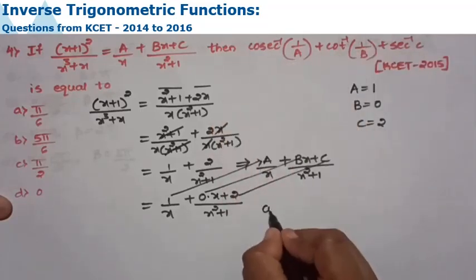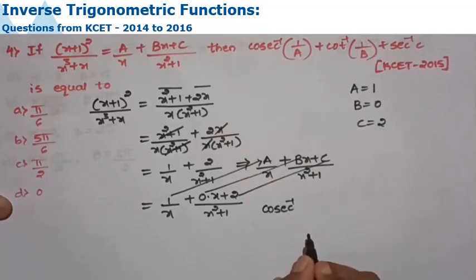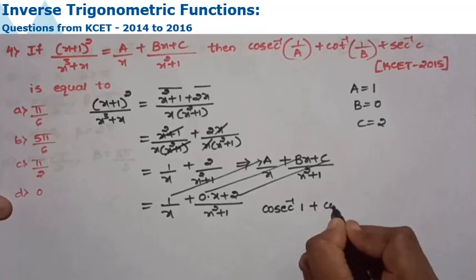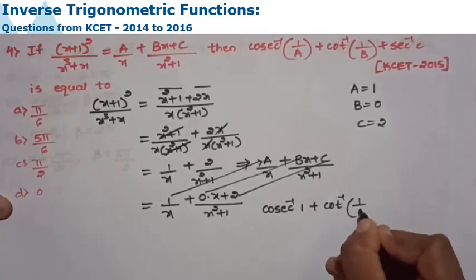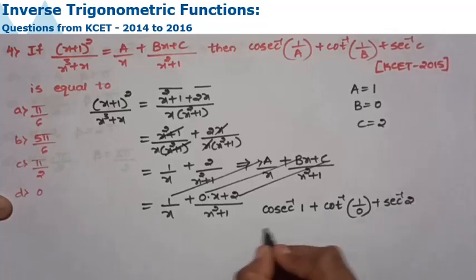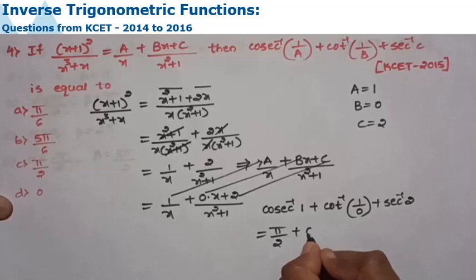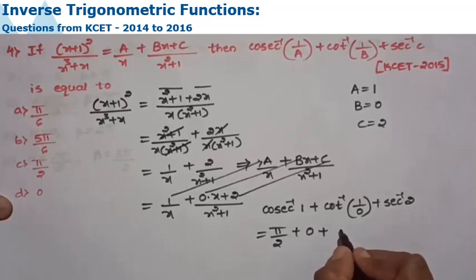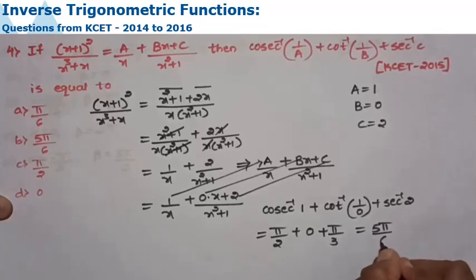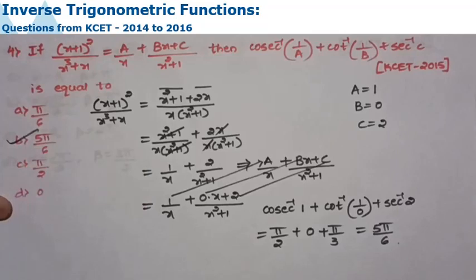Now let us find this expression. So what it becomes: cosec inverse 1 by a, that is cosec inverse 1, plus cot inverse 1 by b, that is 1 by 0, plus sec inverse c, that is sec inverse 2. We know cosec inverse 1 value is pi by 2, cot inverse 1 by 0 is 0, plus sec inverse 2 is pi by 3. Pi by 2 plus pi by 3 is 5 pi by 6, that is option number B.